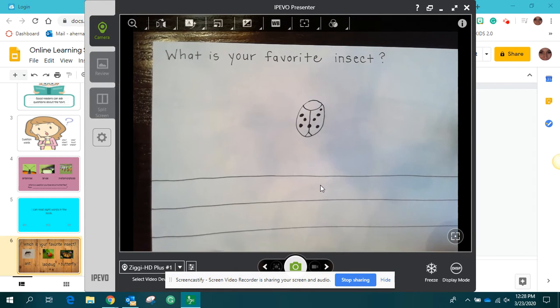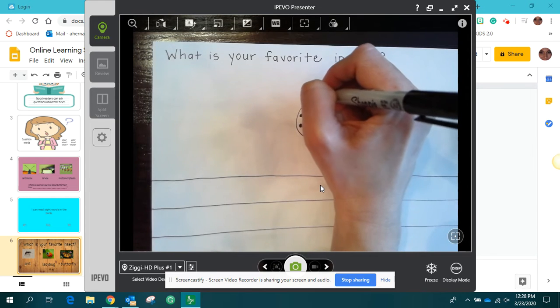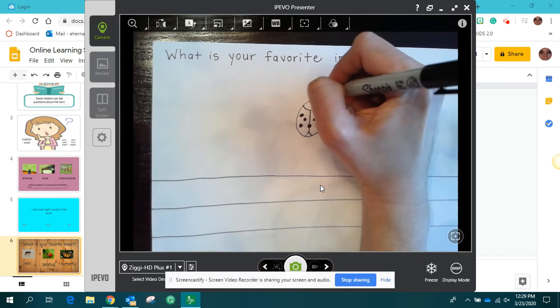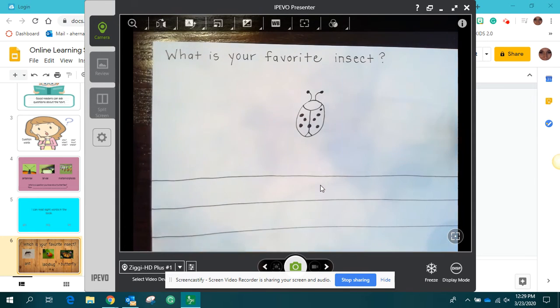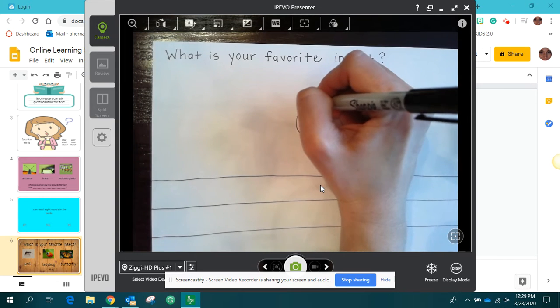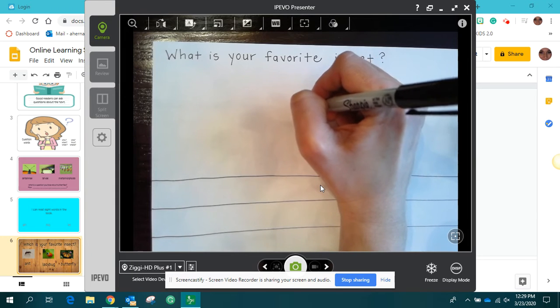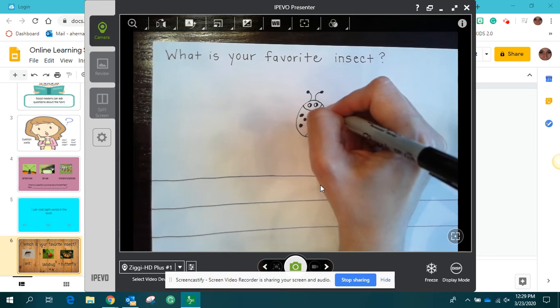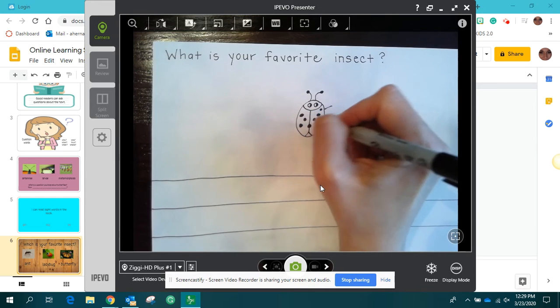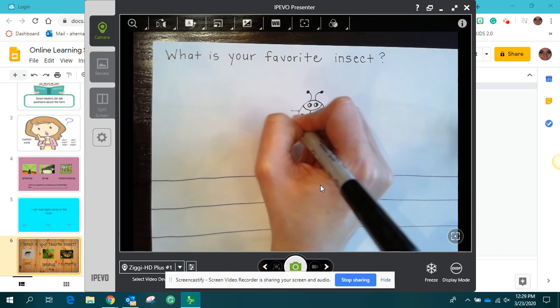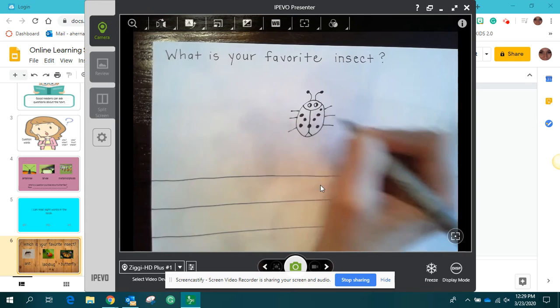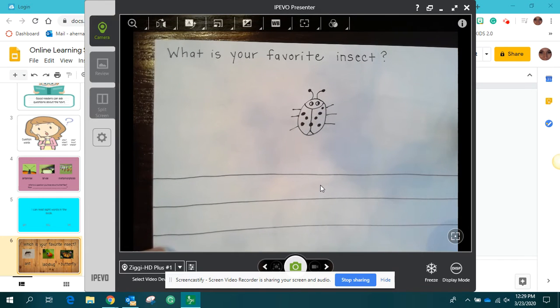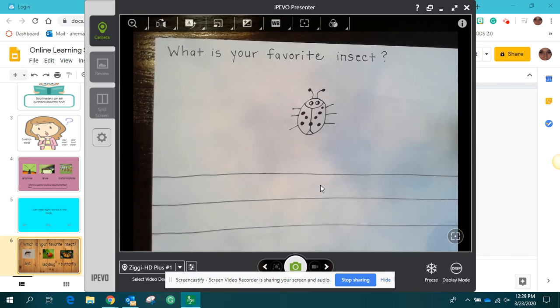Okay. Now the next body part is the antenna. I'm going to put 2 antennas on the top of its head, and then I'm going to give it 2 dots at the end also. Okay. Then I'm going to give my ladybug 2 eyes. And the last body part are its legs. And a ladybug has 6 legs. 1, 2, 3 on each side. 3 and 3. Okay. All right, I think I've got my ladybug complete.